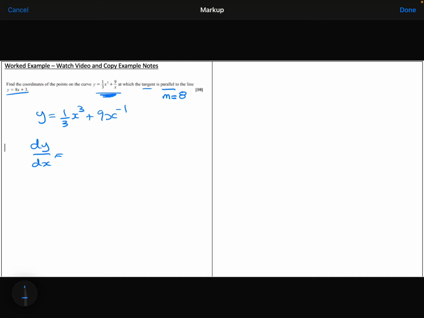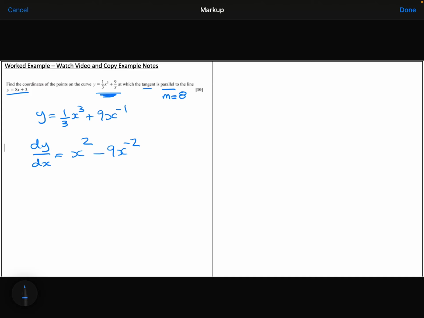So 3 times 1/3 will just be 1. 3 take away 1 is 2. The minus 1 times 9 is minus 9. The minus 1 take away 1 is minus 2. So this is my gradient function. This is the equation that tells me what the gradient is going to be.